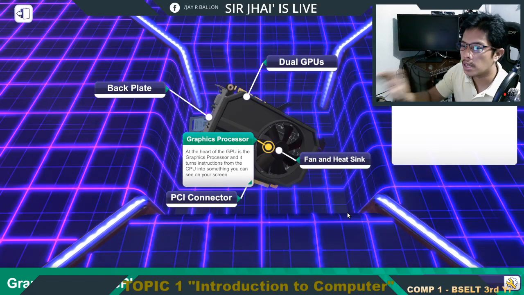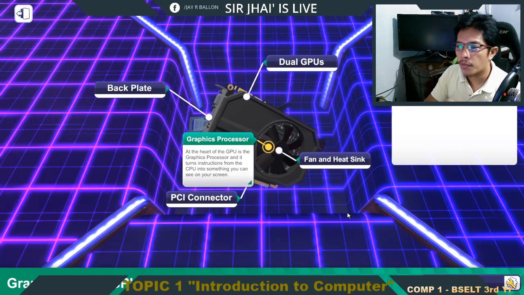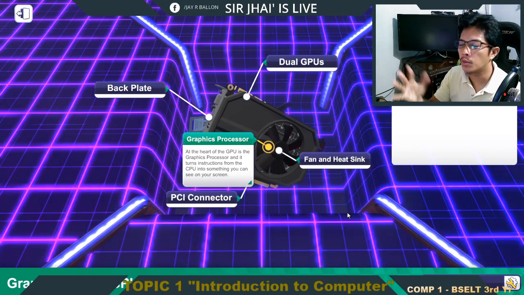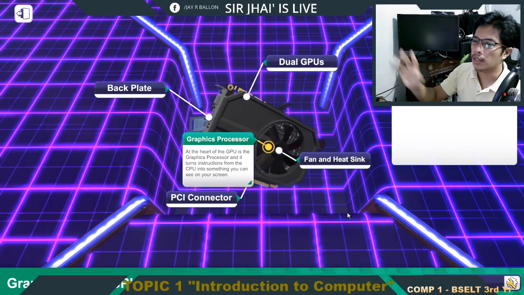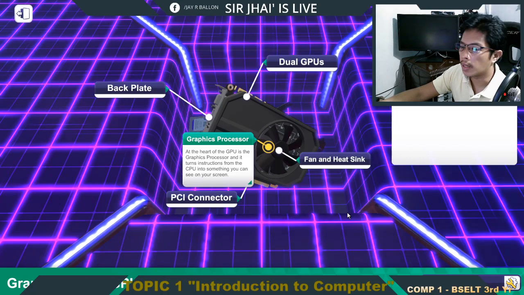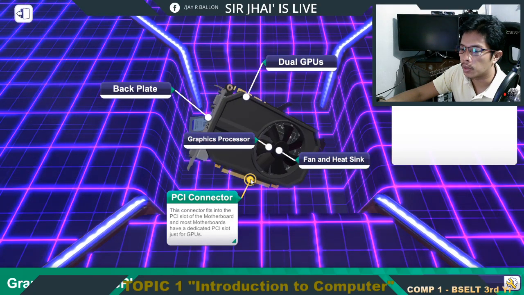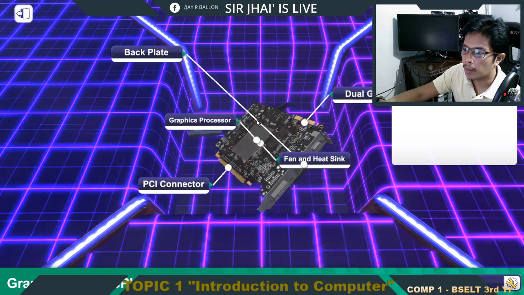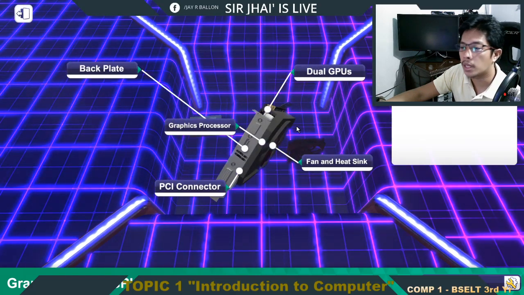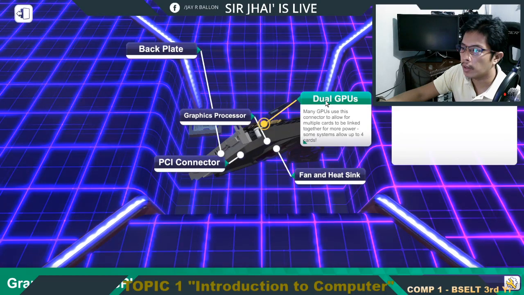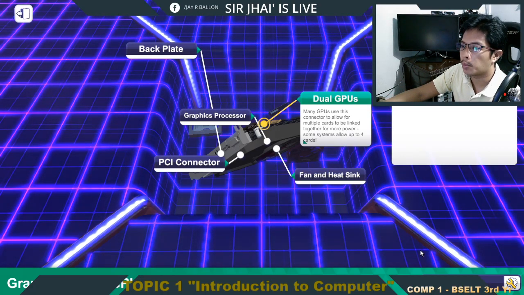So kung gaano ka detail yung isang game or graphics, ito yung dahilan. And kung gaano ka fast yung frames per second, yung details and cleanliness ng graphics, siya po yung dahilan. Okay, meron siyang heatsink and fan, just the same with the CPU, and this will go to the PCI connector doon sa motherboard. Backplate will support it connected to the case, and dual GPU if in case you need more graphics card, pwede siyang nakaparallel para madagdagan yung graphics processing unit.